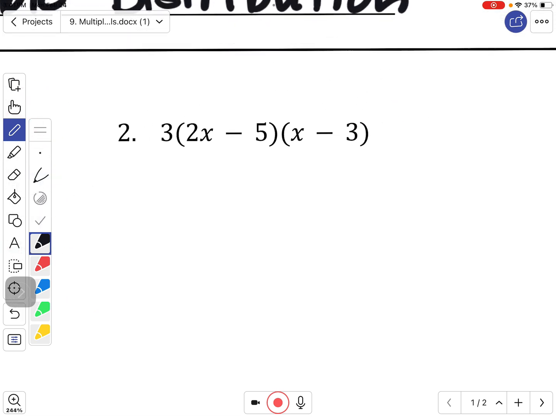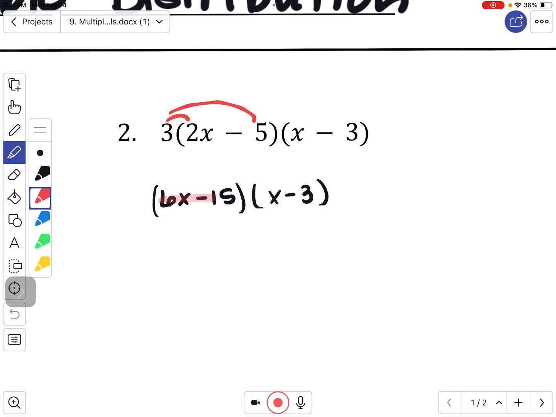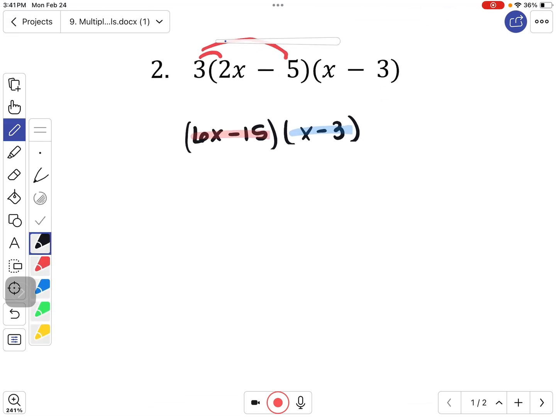Okay, so let's try the box method with number 2. Okay, so we're going to do the same thing. Our first step is to distribute my 3 to my 2x and my 3 to my negative 5. So 3 times 2x is 6x, and 3 times negative 5 is going to be minus 15. That's going to go inside a parenthesis, and then my next one stays the same, x minus 3. Okay, when I'm looking, I have a 2 by 2, so I'm going to make that kind of windowy box.